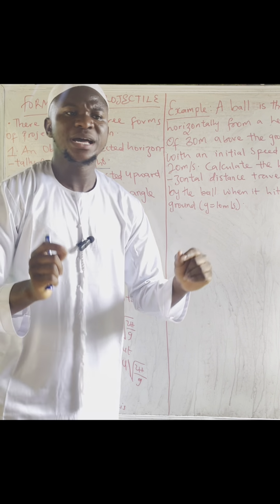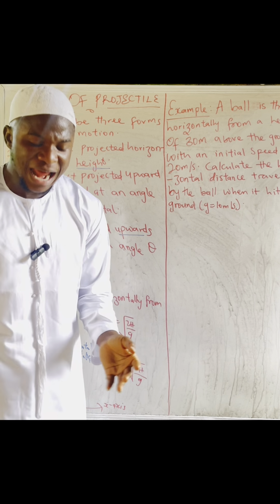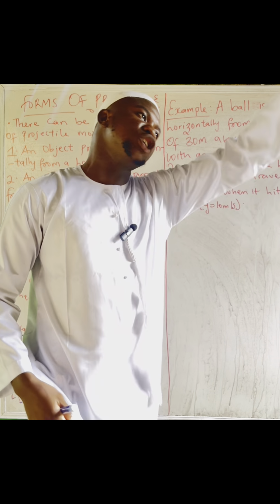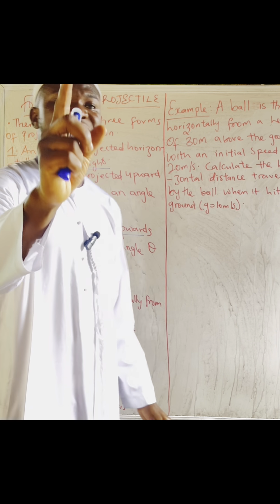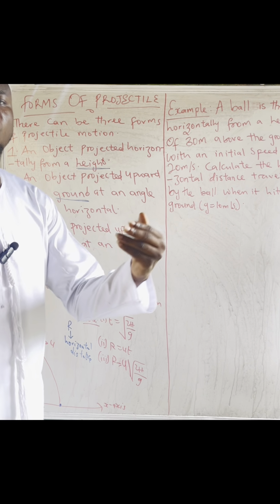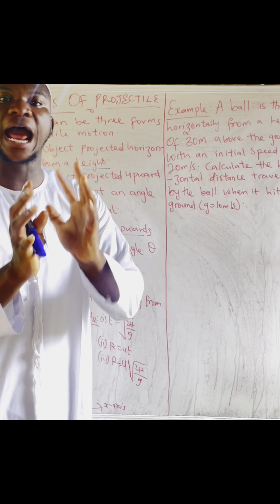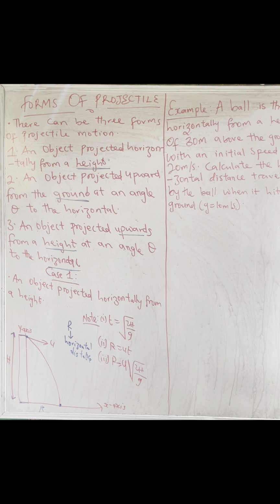But for case 2, let's say you have a ball on the ground, then you kick the ball from the ground into the space and allow the ball to move in a horizontal direction. That is for case 2. But if I combine case 1 and case 2 together, I get case 3. So for my case 1, this is when an object is projected horizontally from a height.